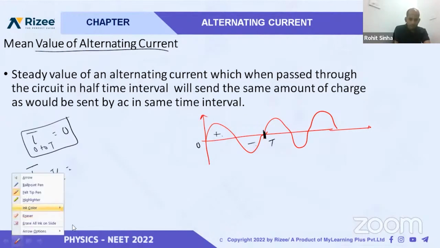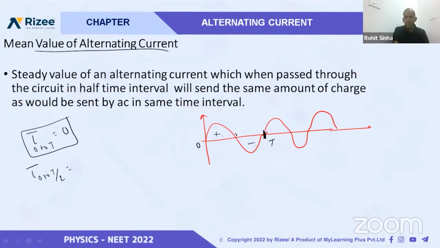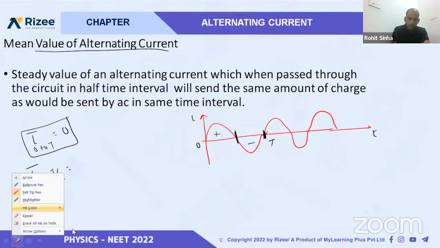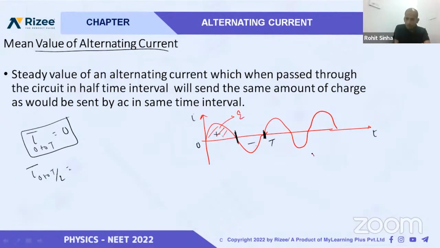So how do we define average current? We define average current in half cycle. Now in this half cycle, if it is an I-t curve, we know that the area of the I-t curve gives charge, because charge Q is equal to the integration of I dt. So we know that the area under this I-t curve will give charge.